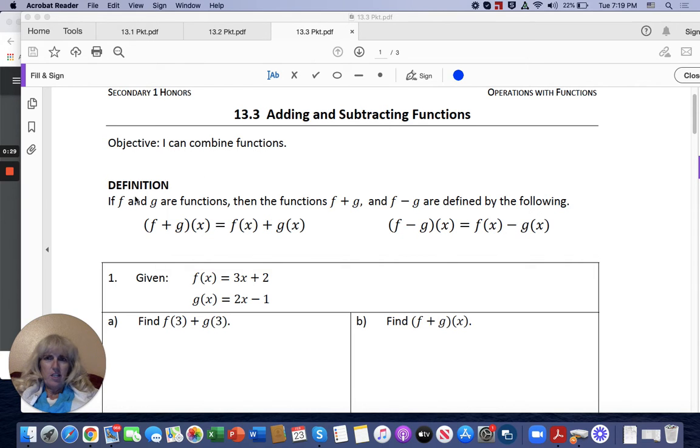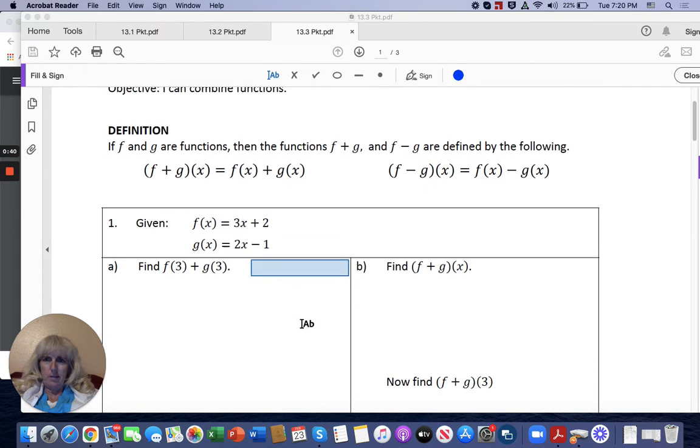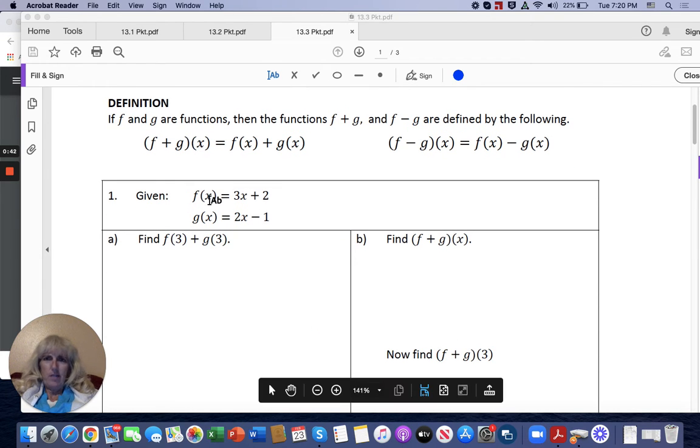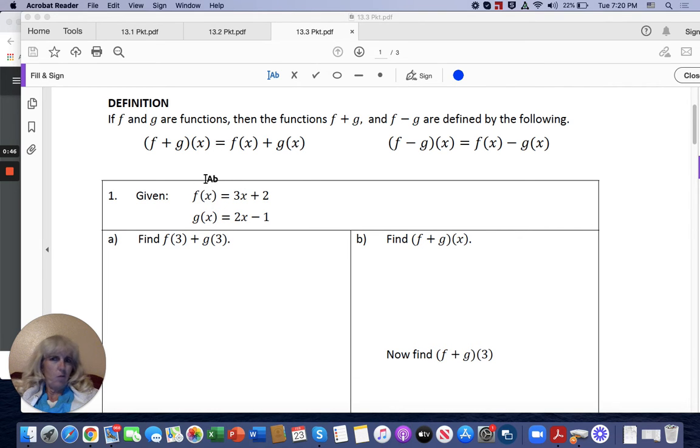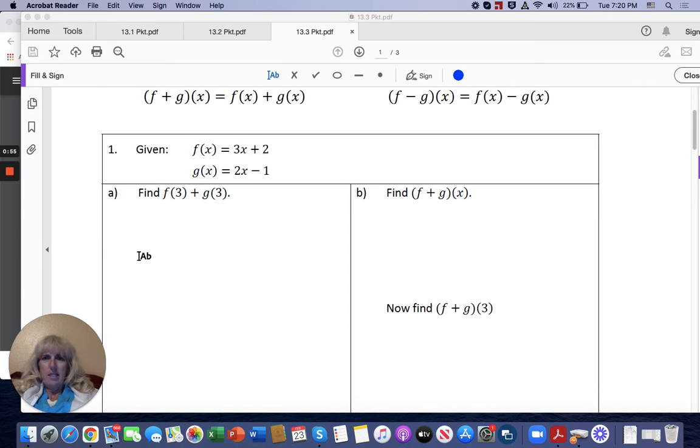And the definition here: if f and g are functions, then the functions f plus g and f minus g are defined by the following. Now, you can just look over that, but I'm going to go right into some examples. Number one, you're given f of x equals 3x plus 2, and remember f of x is taking the place of y. You're also given g of x equals 2x minus 1, and g of x is also taking the place of y. Part A is find f of 3 plus g of 3.